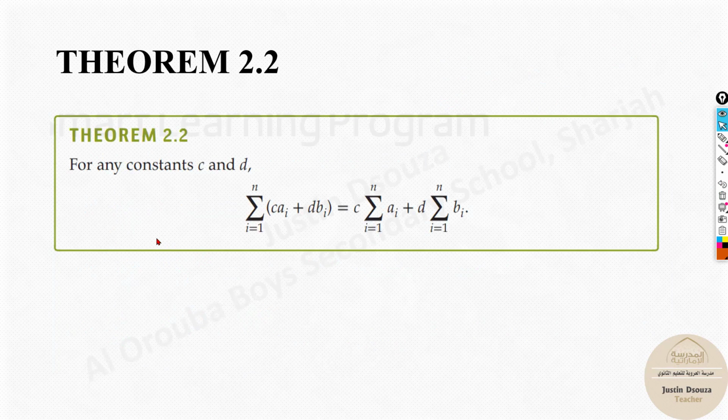And the last theorem is if you have constant numbers with a term over here, then leave the constant as it is, simplify the term, and then multiply by the constant.